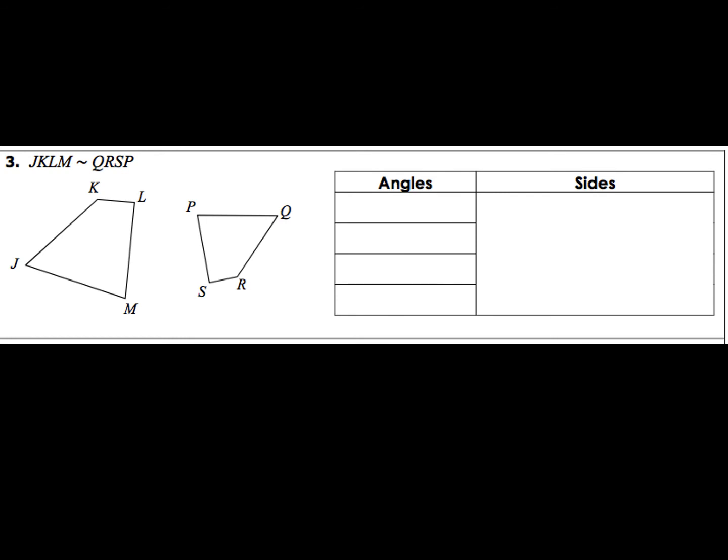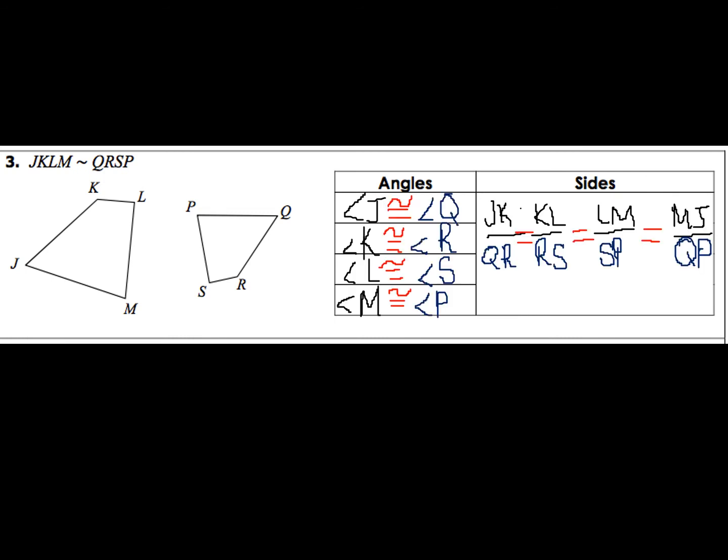So on this slide, I want you to do the same thing. Write down the congruent angles and then write down the corresponding proportional sides. All right, there you have it. These are the congruent angles and these are the proportionate sides. Notice I put the black letters with JKLM on the top and the blue letters with QRSP on the bottom. Order does matter. So now let's see how we apply all of this.